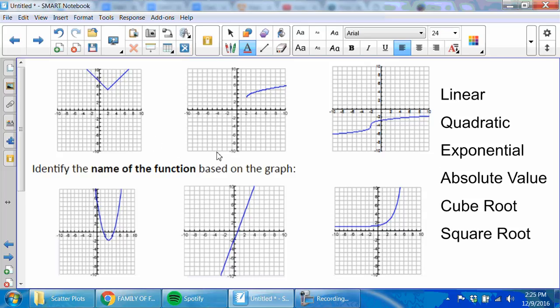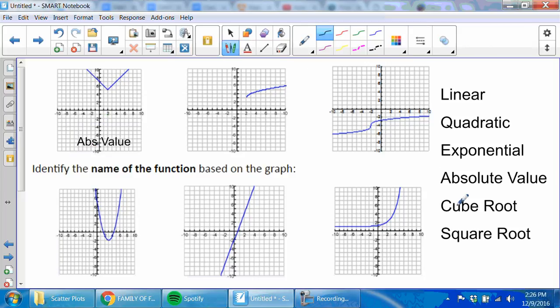So we're going to name them. Anything that looks like a V is going to be absolute value. So we are going to name this first one absolute value. Okay, it's kind of easy. Value starts with a V. It looks like a V. There's one down.